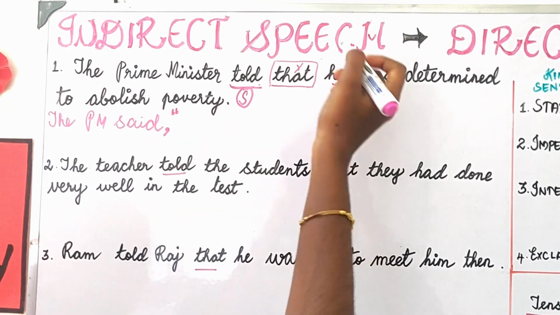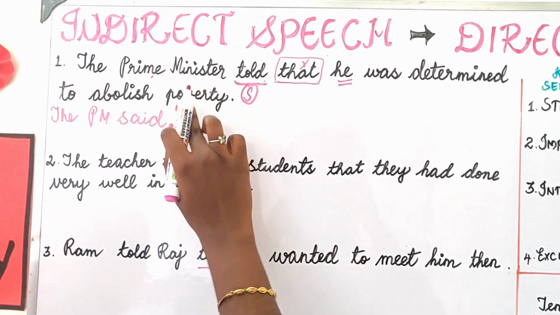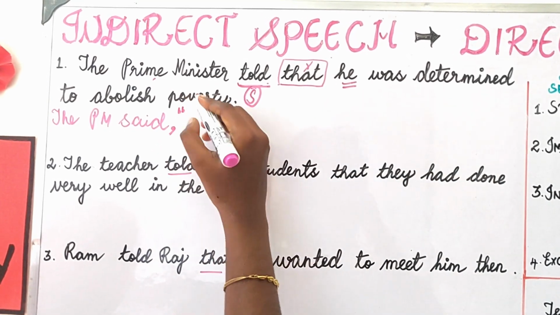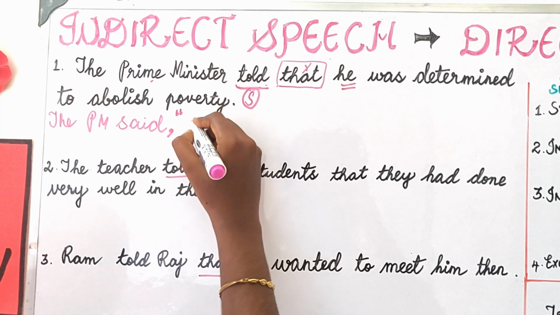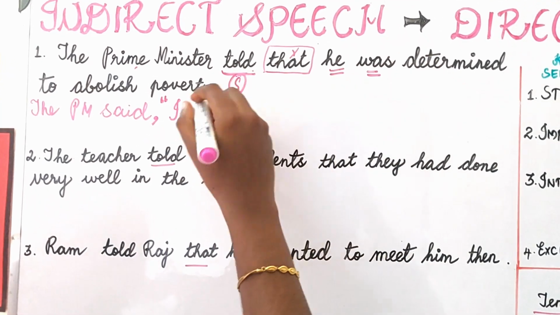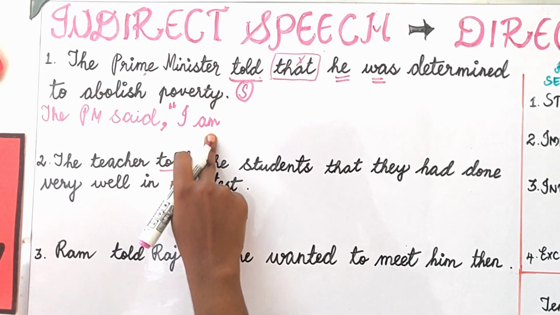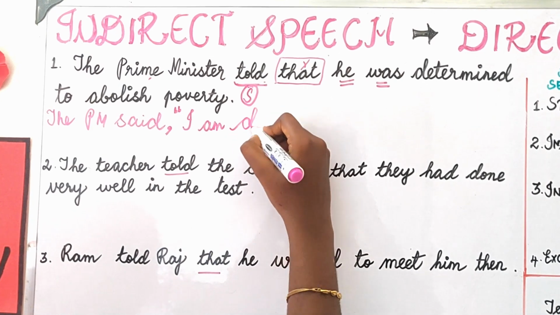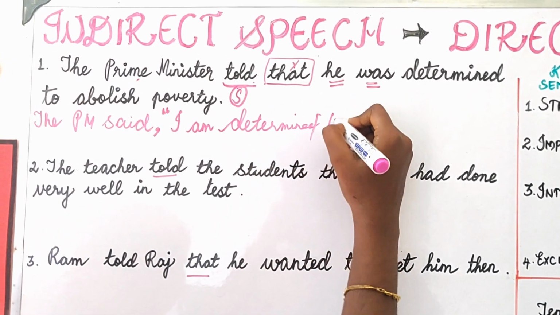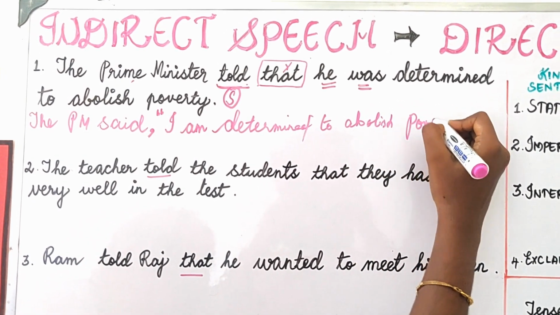Here, he refers to whom? The Prime Minister. Okay, the first person. Imagine him saying it as the first person. I. Okay, he. I denotes the Prime Minister. Was, present tense is what? Am. With I you could use only am. Okay, I am. The rest are the same. I am determined to abolish poverty.